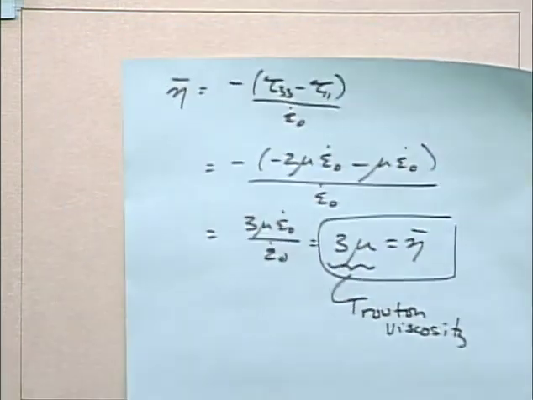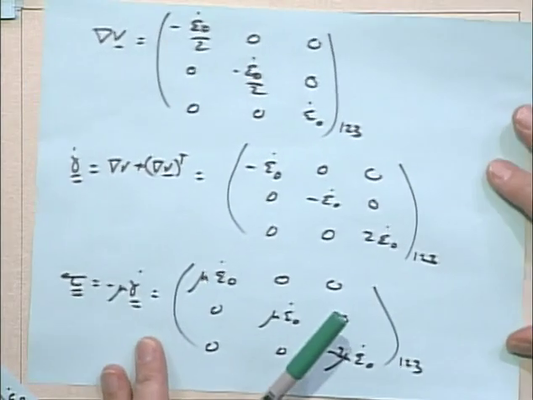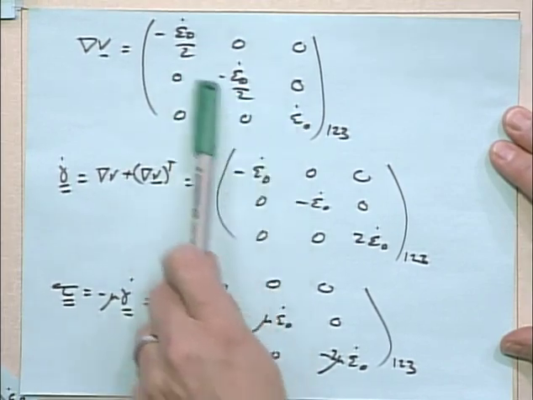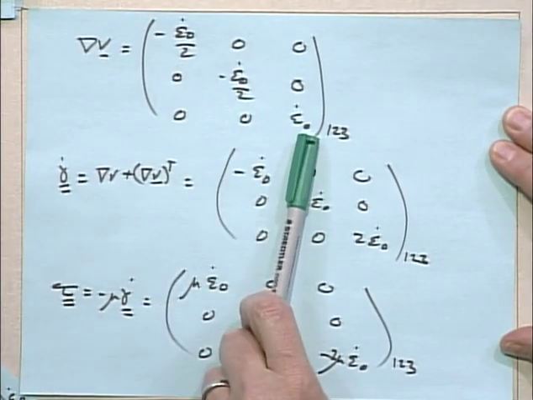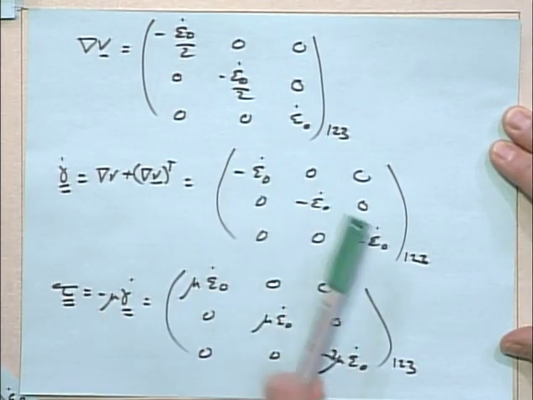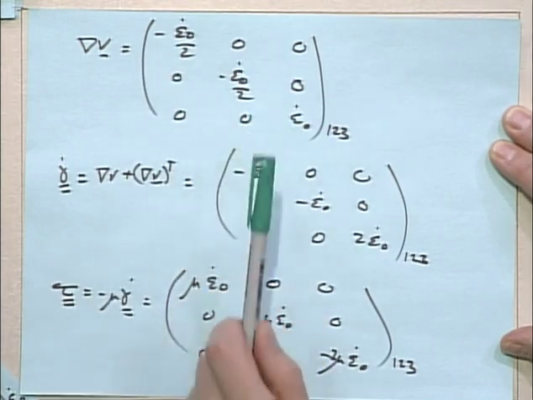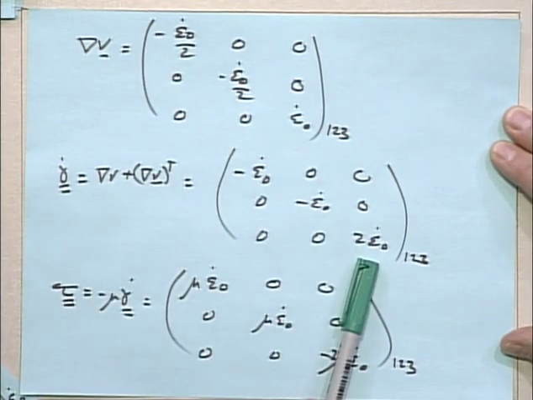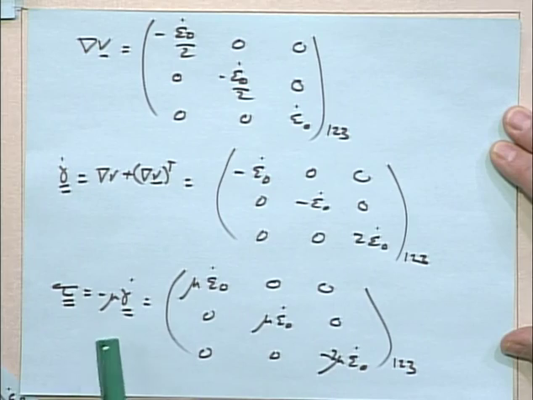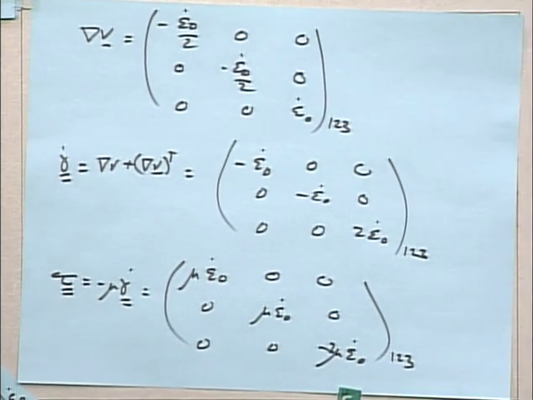Del V transpose is just the transpose of that matrix. So here was del V. It has diagonal components. Del V plus del V transpose is the same thing with its transpose added to itself, so it just doubles it in this case. Calculating the stress is multiplying by minus mu. And then we go to the definitions of the material functions.